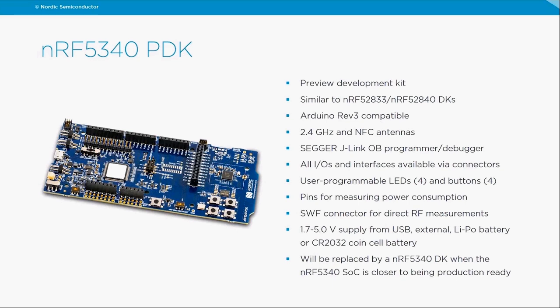Comes with a Segger J-Link onboard programmer debugger. All IOs and interfaces are available via connectors. It has LEDs and buttons, dedicated pins for measuring power consumption, and an SWF connector for direct RF measurements here. You can supply it from USB, external supply, LiPo battery, or coin cell battery on the back. It's important to note that this will be replaced by an nRF5340 DK when the nRF5340 SoC is closer to being production ready.